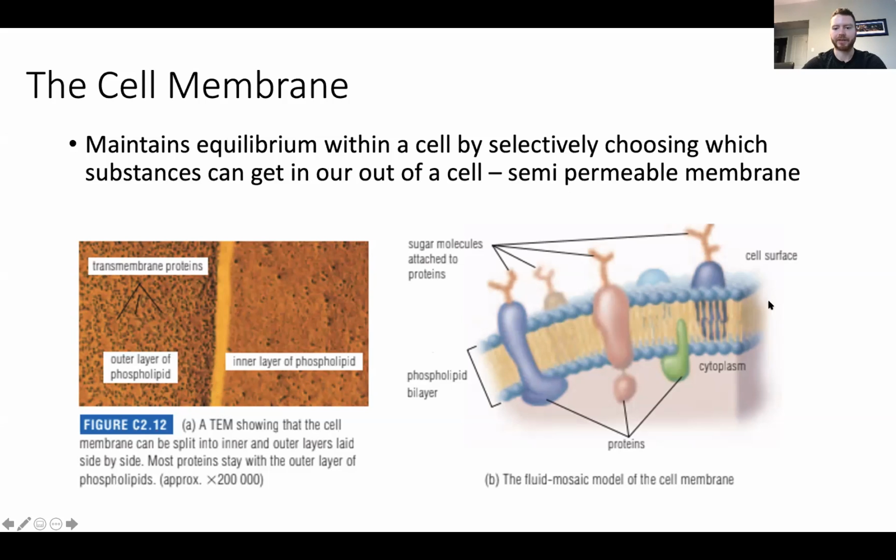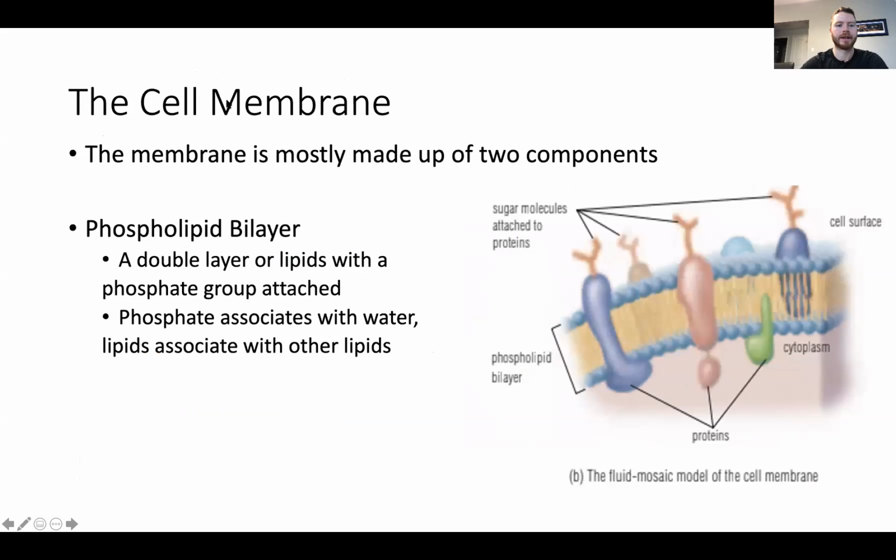And this is what our cell membrane looks like if it were animated. So the big takeaway from this slide is that the cell membrane is a semi-permeable membrane, which is regulated by these protein molecules right here. The cell membrane is made up of mainly two components. One is the phospholipid bilayer. So here it is right here.